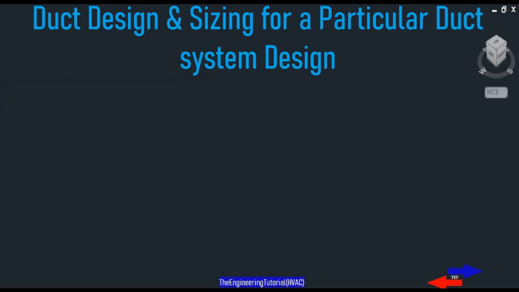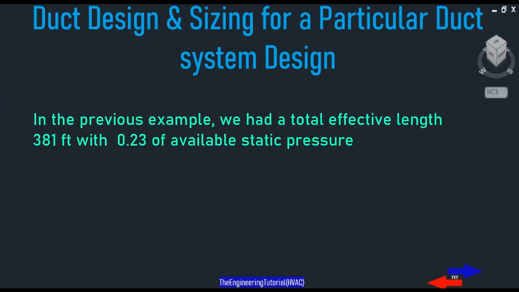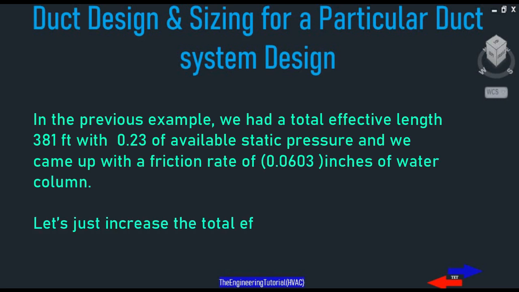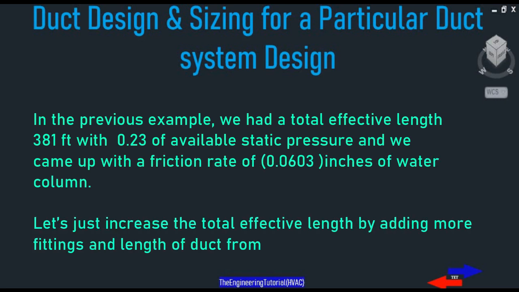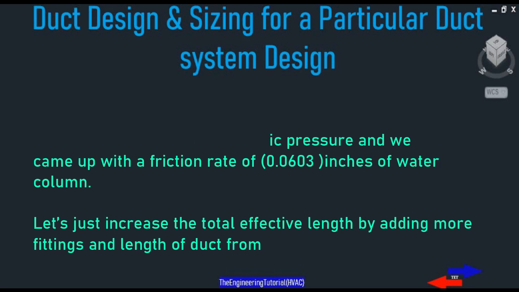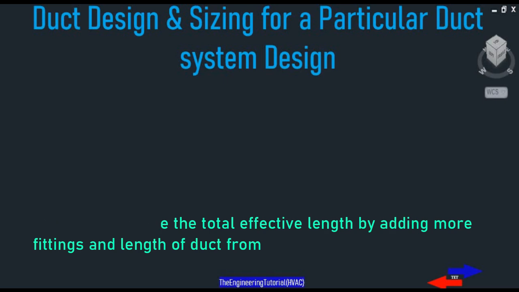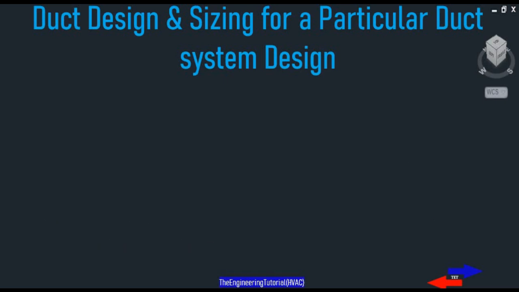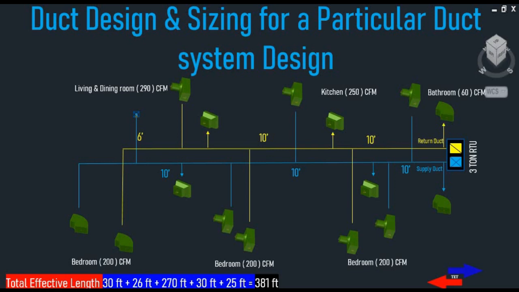In the previous example, we had a total effective length of 381 feet with 0.23 of available static pressure, and we came up with a friction rate of 0.0603 inch of water column. Let's increase the total effective length by adding more fittings and length of duct from 381 feet to 500 feet.